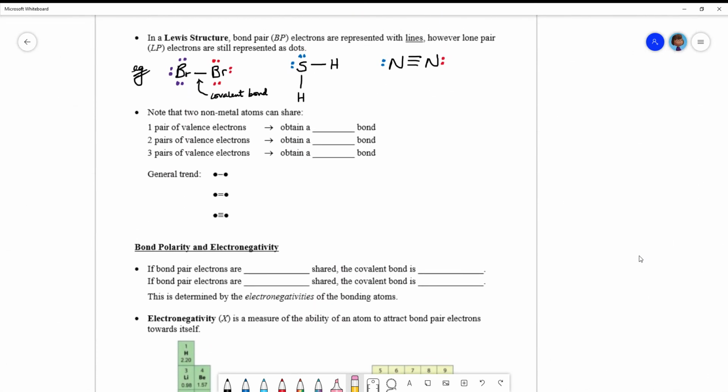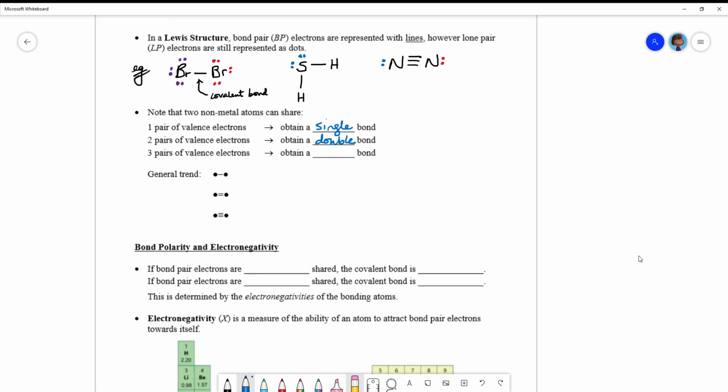Now, if we look at the three molecules that I've drawn above, you might notice that nonmetal atoms can share different numbers of valence electrons. In bromine, the two bromine atoms are sharing one pair of valence electrons, and whenever that occurs, we obtain a single bond. It's also possible for two nonmetals to share two pairs of valence electrons, and in that case, we obtain a double bond.